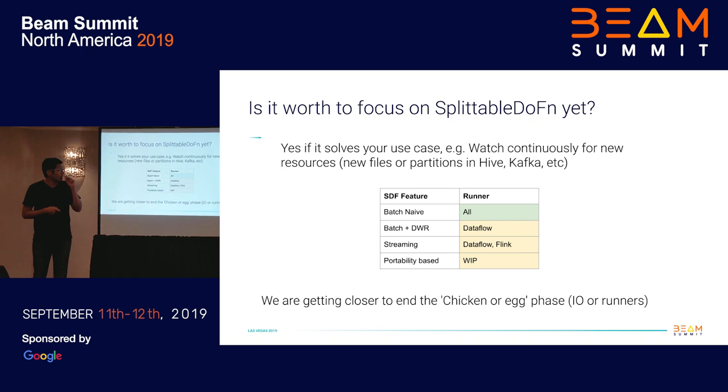And if the restriction you can identify easily, I would recommend to try to implement it like this. However, you always have to check the support of the runners, and let's say that for bounded reads or batch, all the runners have a really naive implementation, so this is covered. Dynamic work rebalancing support is still not finished.